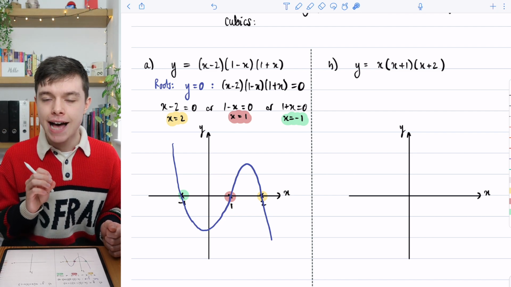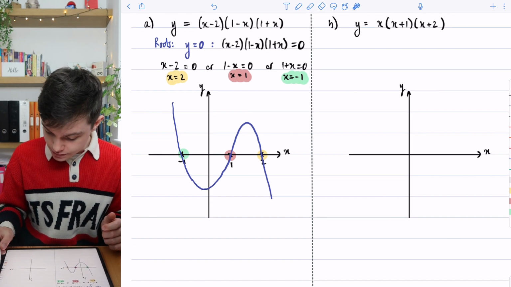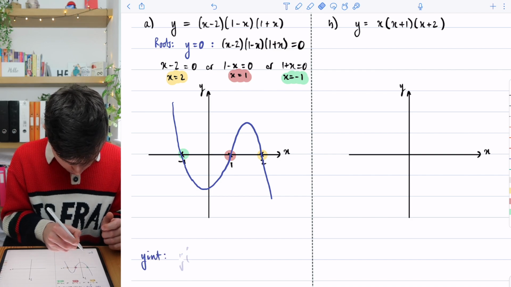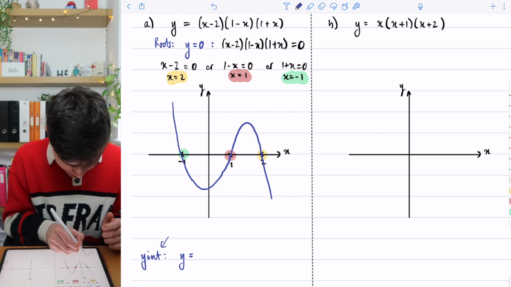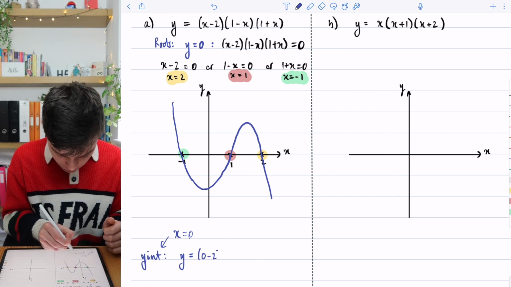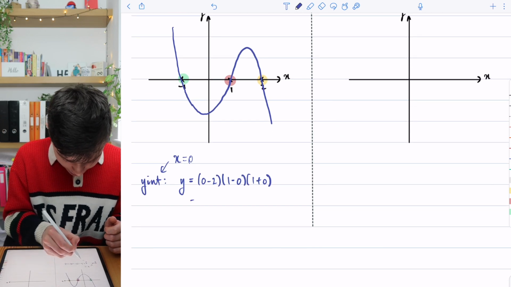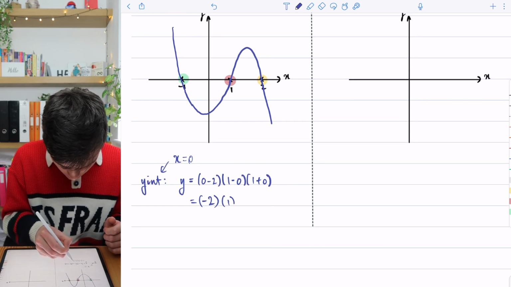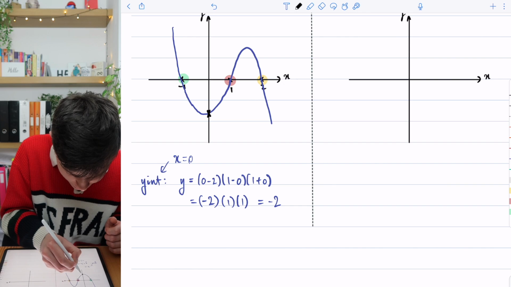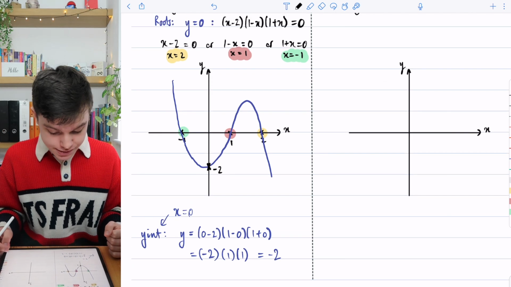Now another important thing to add onto a sketch is the y-intercept. And the y-intercept is when x is equal to 0. So let's just do this down here. This is our graph. So we've got y equals, and the y-intercept is when x is equal to 0 because we're on the y-axis. So let's just set x equal to 0 in each of those three brackets. Now when we do that, we're going to have minus 2 times 1 times 1, which is minus 2. And so this point here is minus 2, okay? And then that's it. That's all we have to do for our sketch.